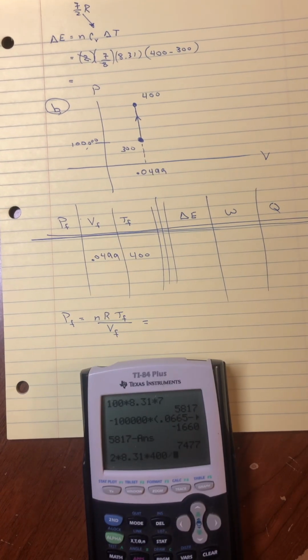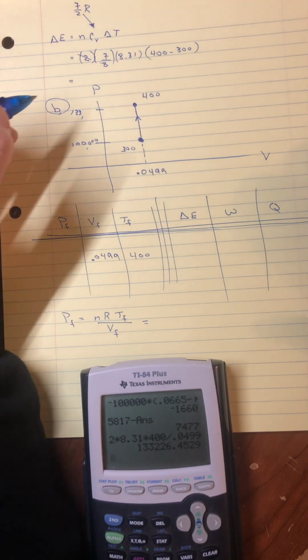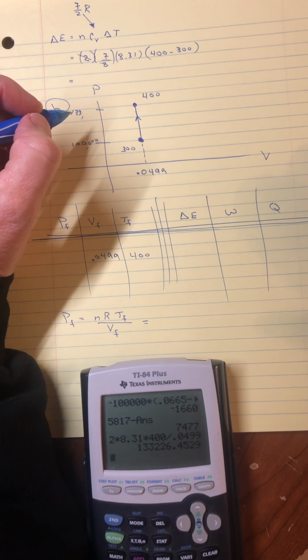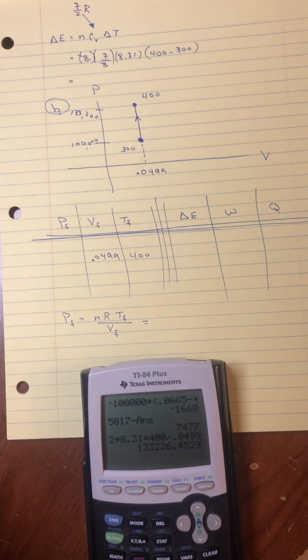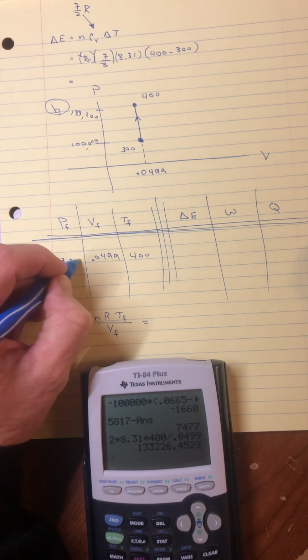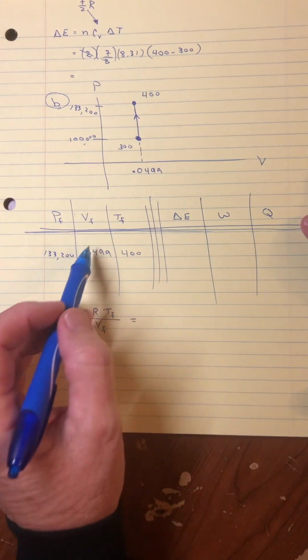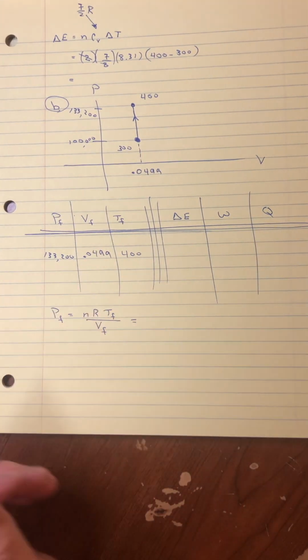And then divide it by the final volume, which is also the initial volume, 0.0499. And we are looking at what I would have guessed, 133,000. I'll just call it 200. Why not? So 133,200. And so again, that's how I would work with the states, the pressure, the volume, and the temperature, the state functions, or the equation of state.